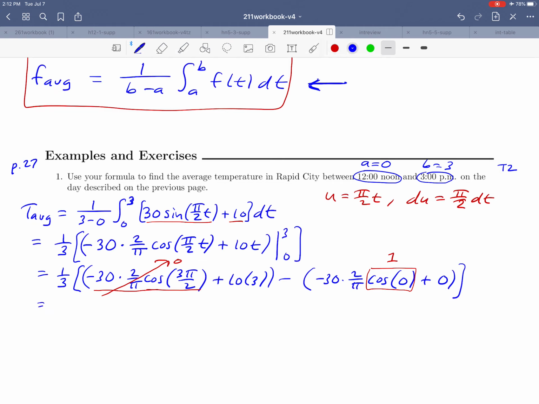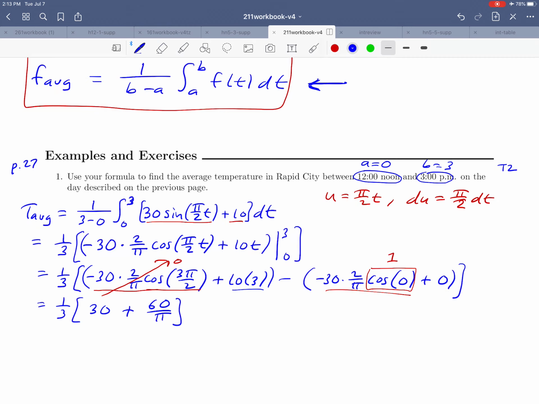Okay, and so if we just put this all together and see what's left, we're going to get a 10 times 3, that's going to give us a 30. Okay, and then we've got a minus a negative, that's a plus 60 over pi times 1. We're now looking at this term, and then the plus 0 on the end, we don't even need to write that.